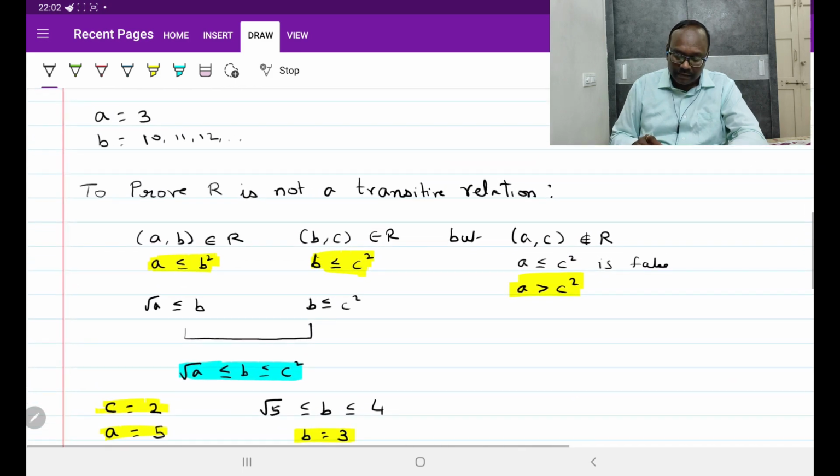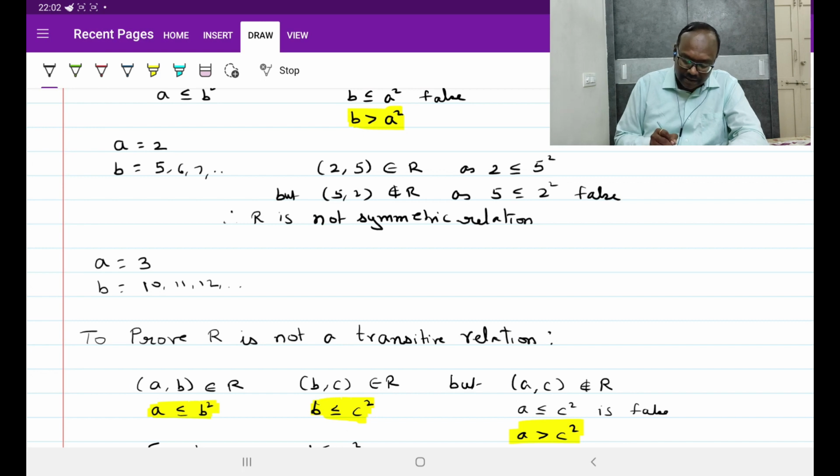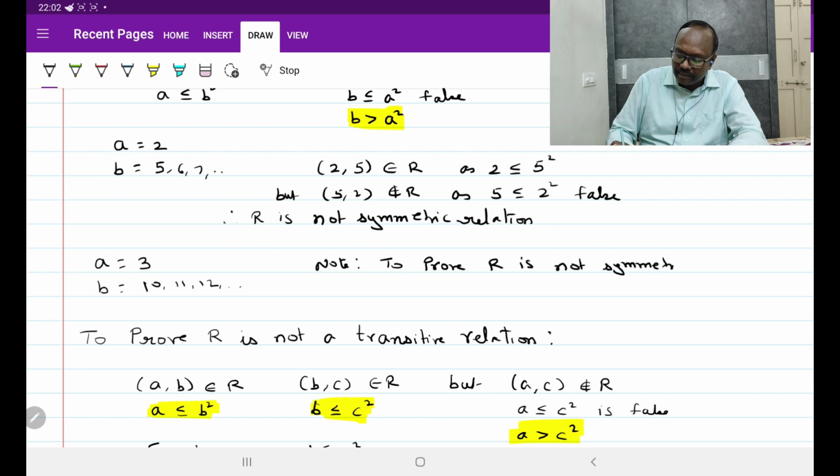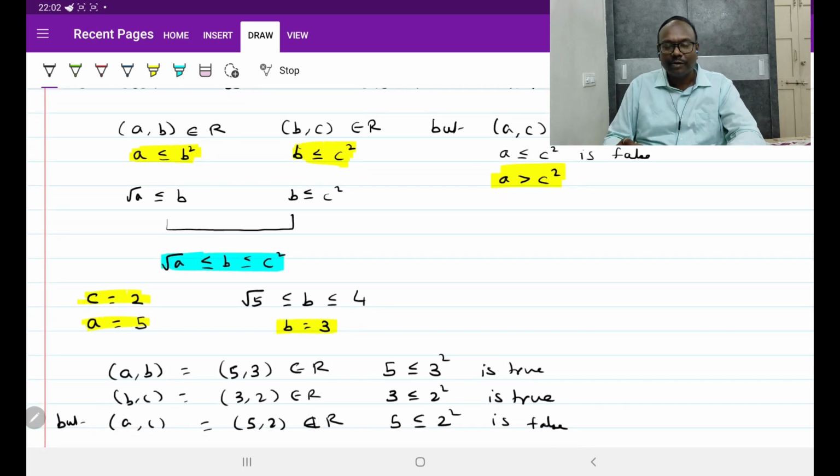So similarly, to prove R is not symmetric, you can just make a note. To prove R is not symmetric, choose a value of B greater than A square. So I hope all of you understood how to create the examples for proving the given relation is neither reflexive nor symmetric nor transitive.